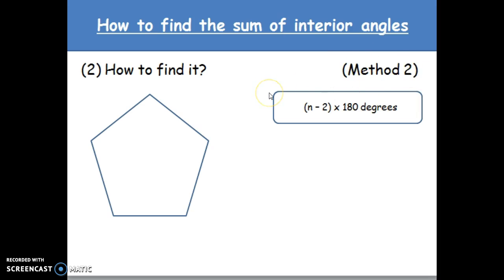So the second way is this, second method. Well, instead of actually counting how many triangles there are, instead try to count how many sides there are. So in this case, 1, 2, 3, 4, 5, and meaning the number of sides, you subtract by 2 and you times by 180 degrees. So eventually you end up with the same thing. 3 times 180 is 540 degrees, and that's basically it.